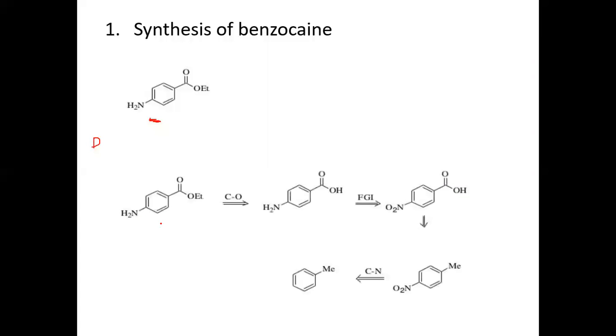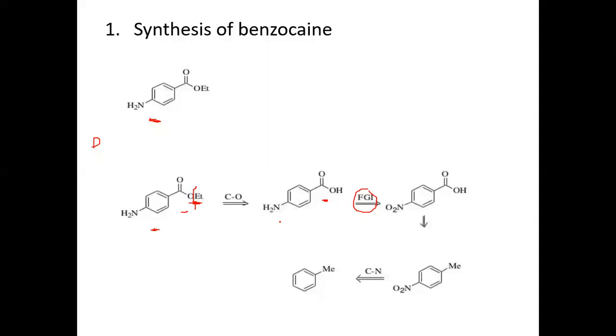This is the benzocaine molecule. In the first step, we'll disconnect this ethoxy group. In between here, we'll disconnect. So this is the CO disconnection. What we'll get here is, earlier it was ester, we'll get now acid.